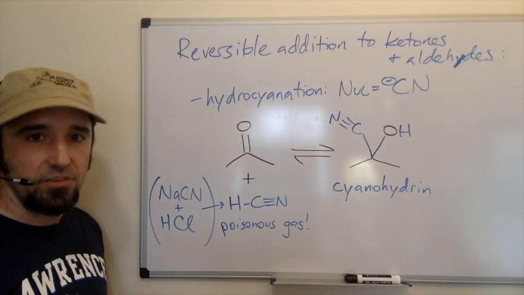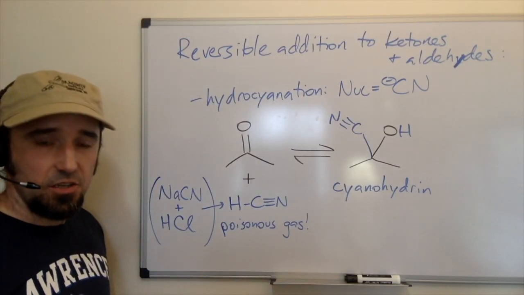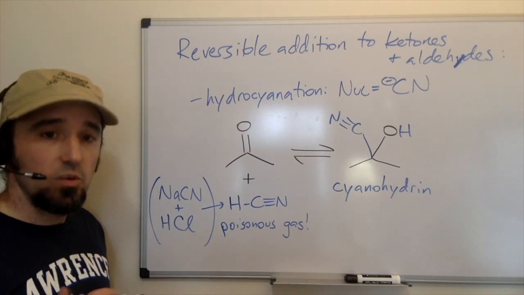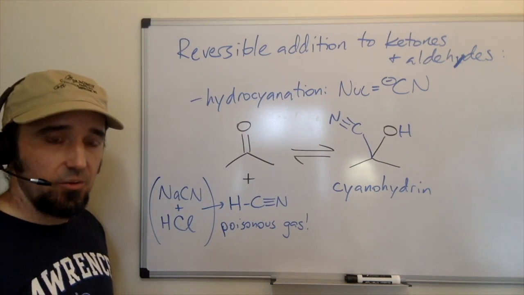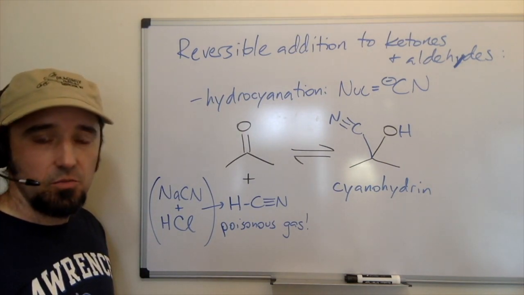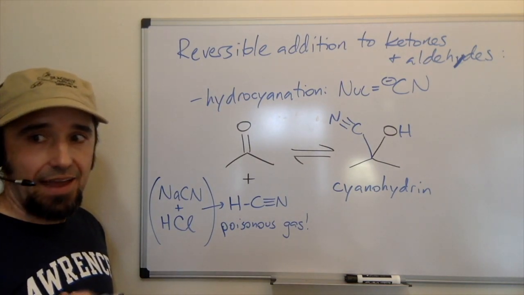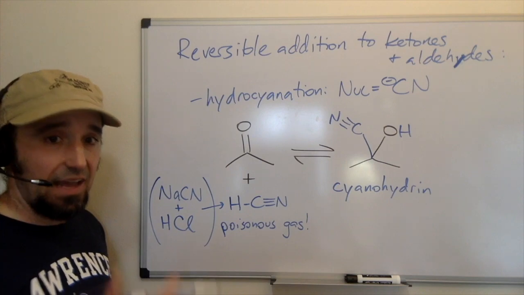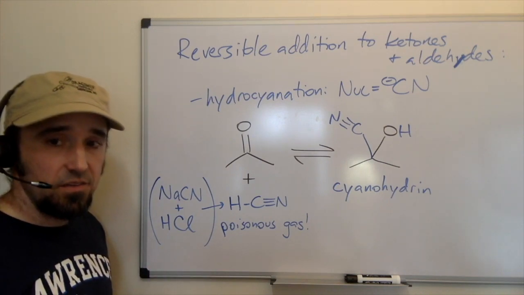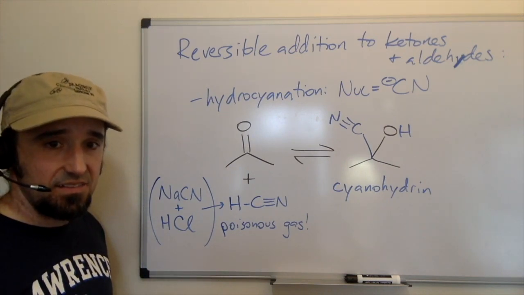We've talked about some irreversible addition to ketones and aldehydes from really strong nucleophiles like the Grignard reagent, like organolithium, and stuff like that. So let's talk about some weaker nucleophiles that can add reversibly. That is, they can add in and then they can come back out. So one of those nucleophiles is cyanide.